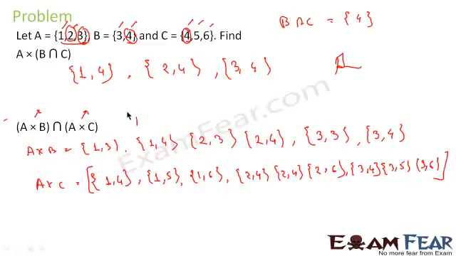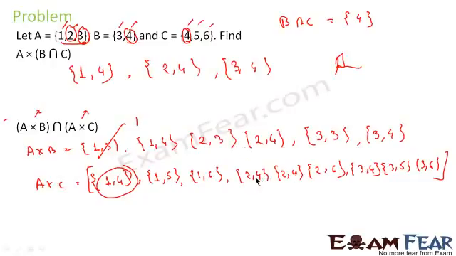Now we have to find the intersection of these, that is, the common elements. 1 comma 3, is it there in this set? It is not there, so we'll cut this. 1 comma 4, is it there? Yes, it is there. This is the 1 comma 4. 2 comma 3, is it there? It is not there.